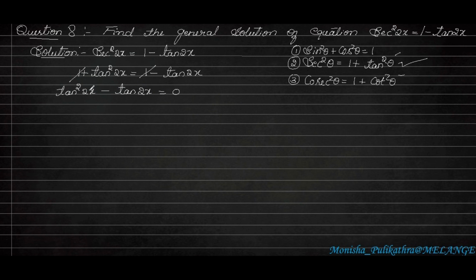So tan square 2x means there is 2 times of tan 2x. So both the terms will be having a common term tan 2x. So I will be taking the common term tan 2x. So when I took tan 2x, 1 tan 2x is remaining here. So tan 2x minus 1 is equal to 0. Next, we have to equate it separately to 0.